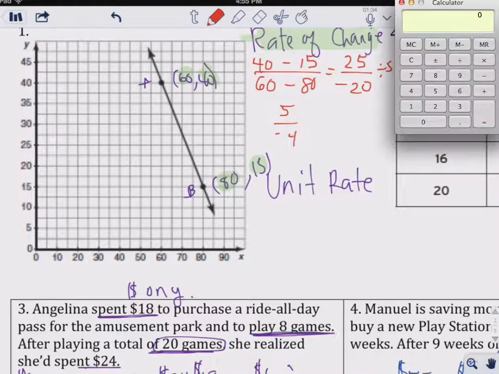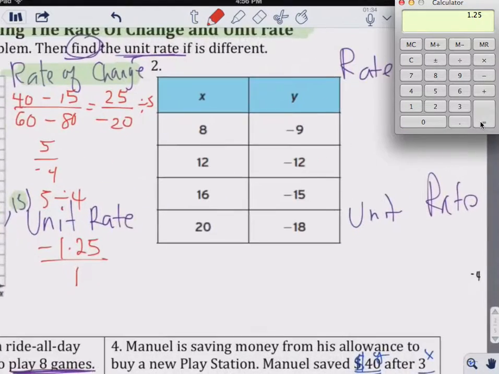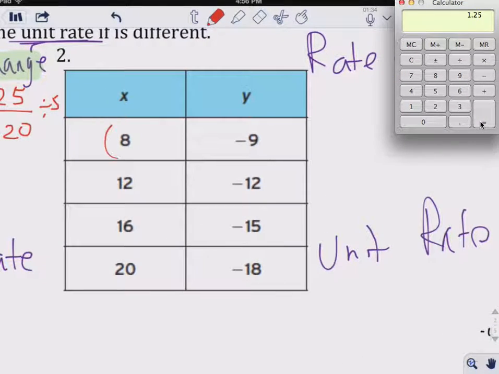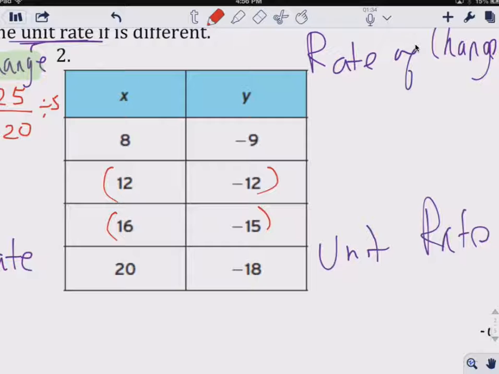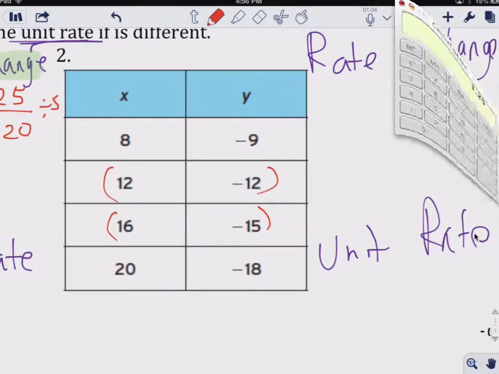So take a calculator, you divide 5 divided by 4 equals a negative 1.25 all over 1. That's the unit rate when you divide them. Okay, next one, rate of change. I'm just going to take the first two, or you know what, I'll do the middle two, because that's what most students don't do. If you do it right, no matter which two you choose, your answer will always be the same. Okay? It's not going to be any different.